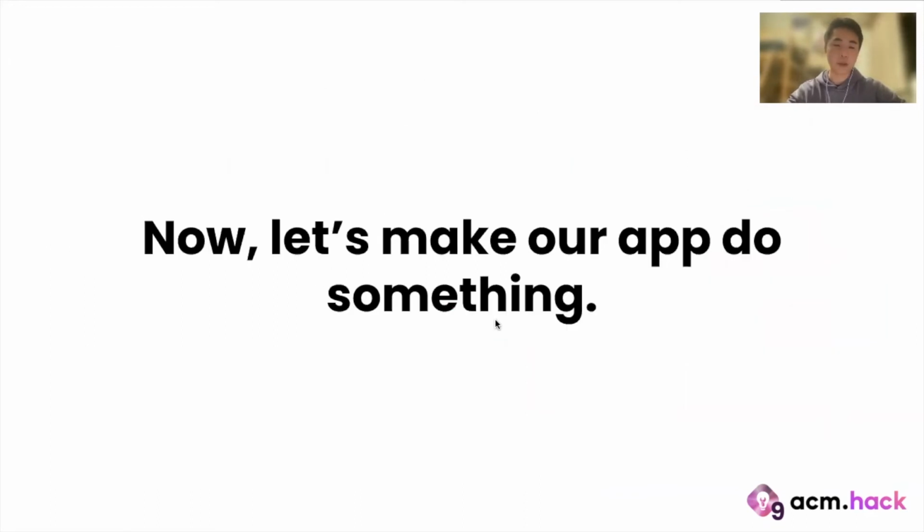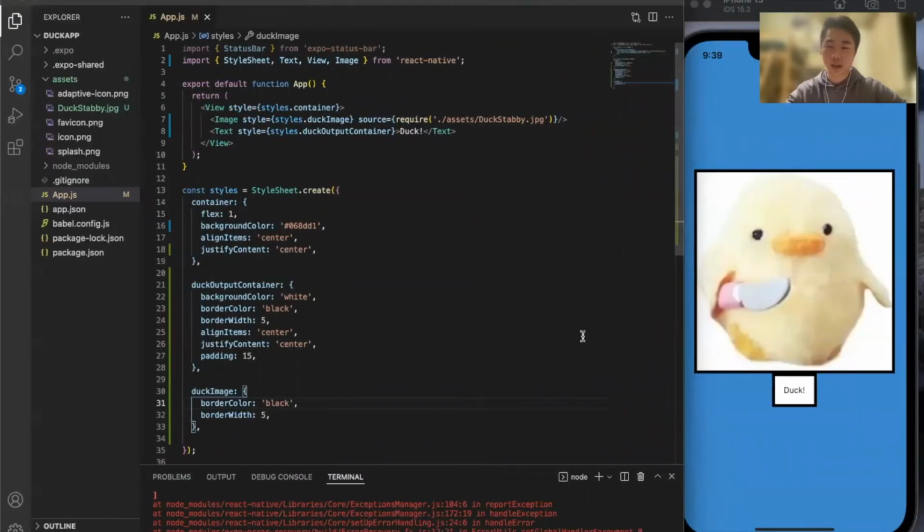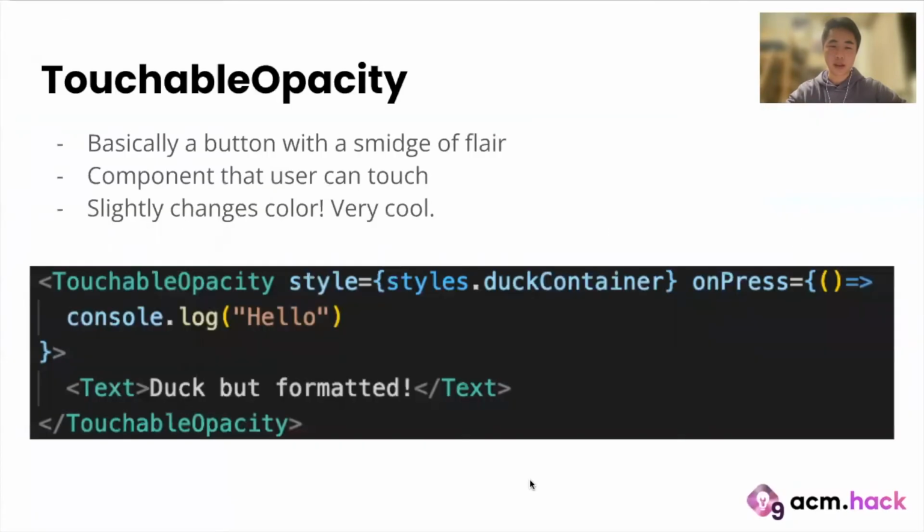So let's make our app do something, because right now it's just some text and an image. One type of button is called touchable opacity. It's basically a button that will slightly change color when you touch it. And this is sort of what the syntax looks like. That might look confusing right now, but I'm going to take us through it.